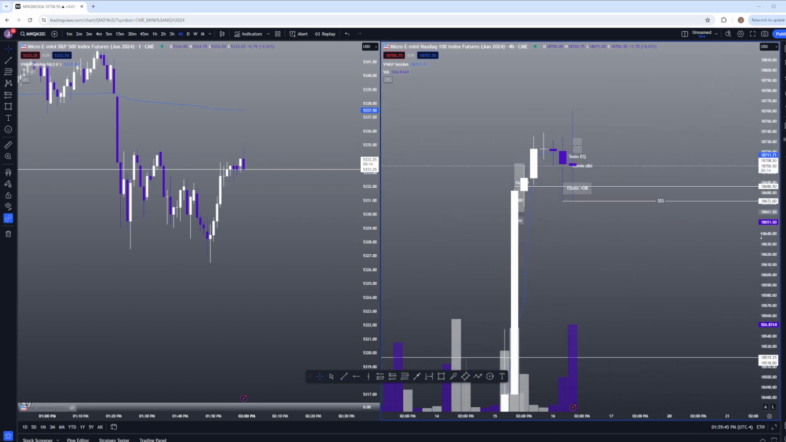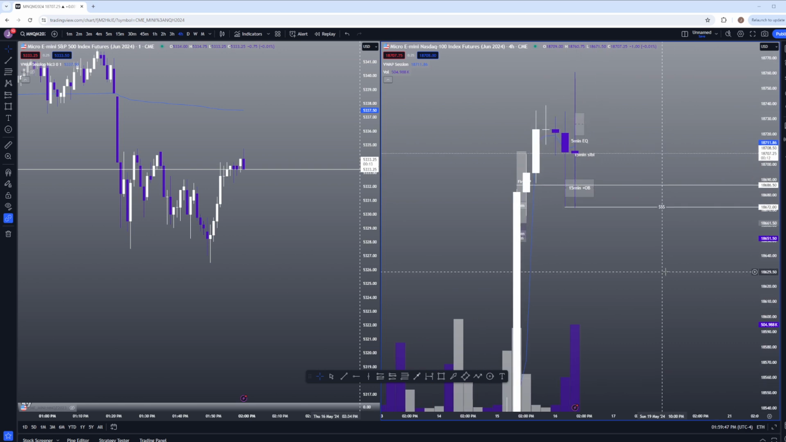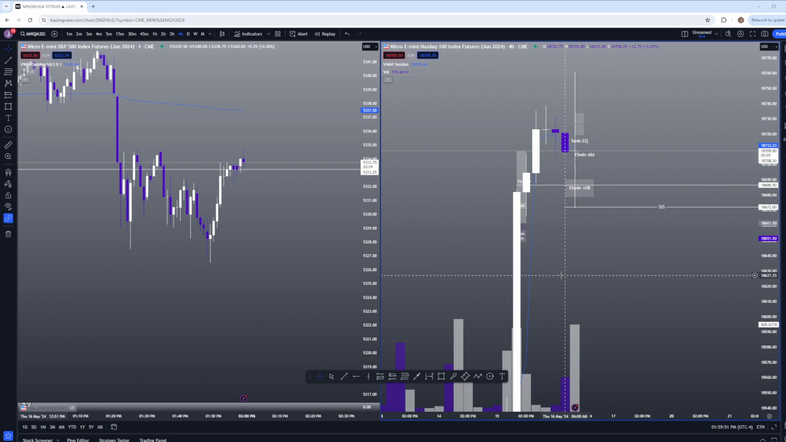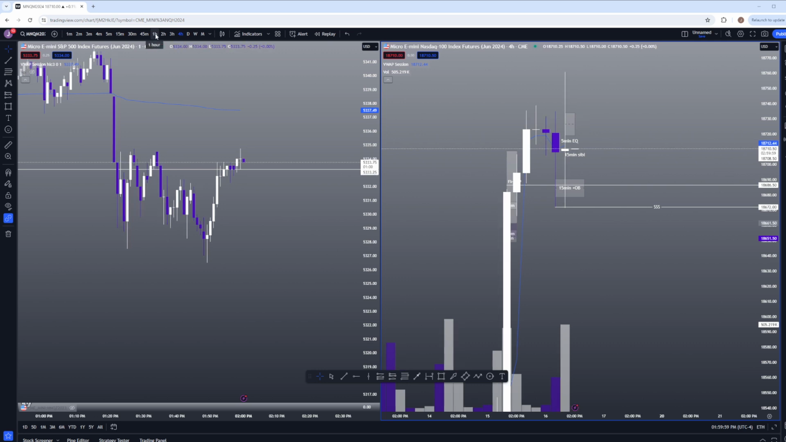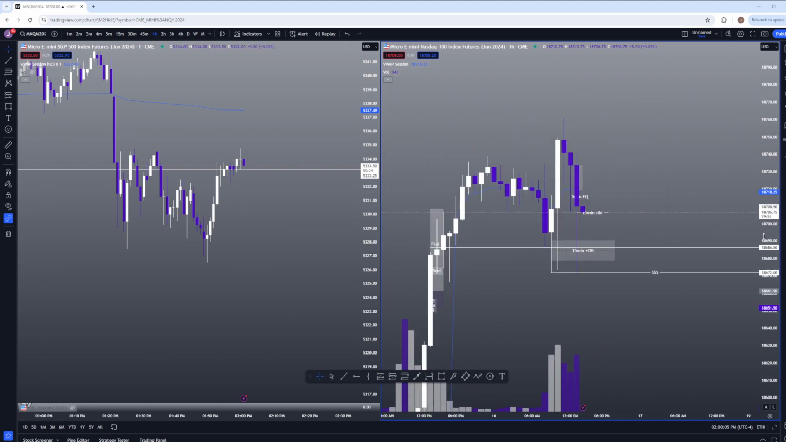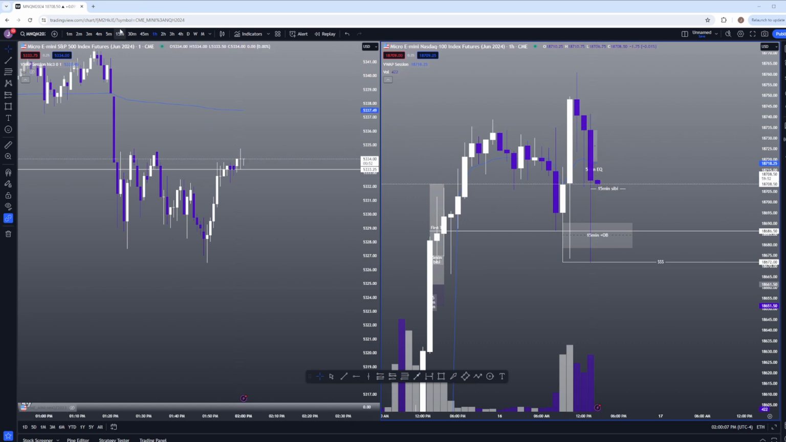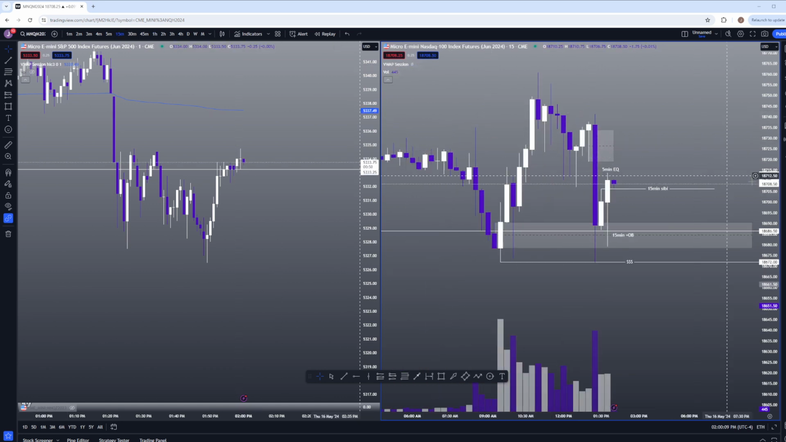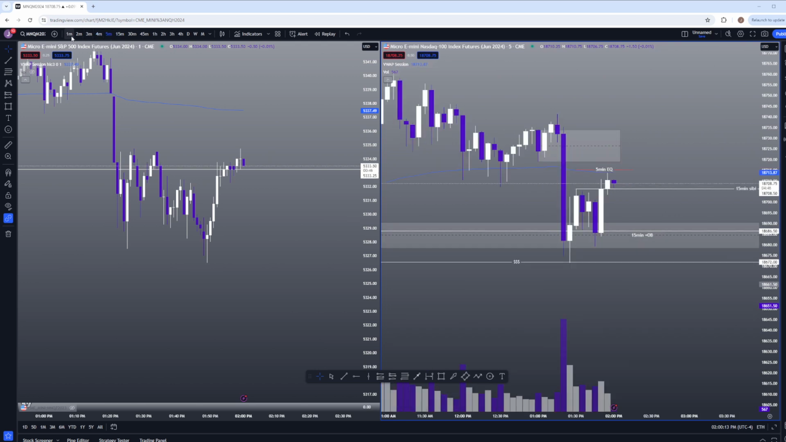Let's look at that 4 hour. We haven't even touched into that imbalance down here on the 4 hour. We're about to close here. 4 hour closed almost pretty dead even there. Yeah, I mean, right now I'm really just trying to figure out what direction this market wants to go here.